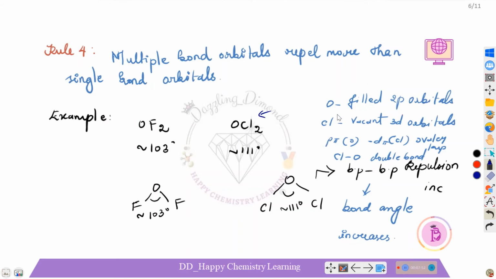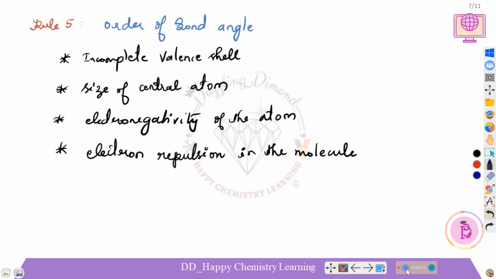2p orbitals and in chlorine you have vacant 3d orbitals. So these p pi and d pi orbitals of oxygen and chlorine will overlap. That will lead to the double bond, and this will increase the bond pair repulsion. Okay, hence the bond angle will also increase. Okay, so this is the concept. As you can see, the multiple bond orbitals repel more than the single bond orbitals.